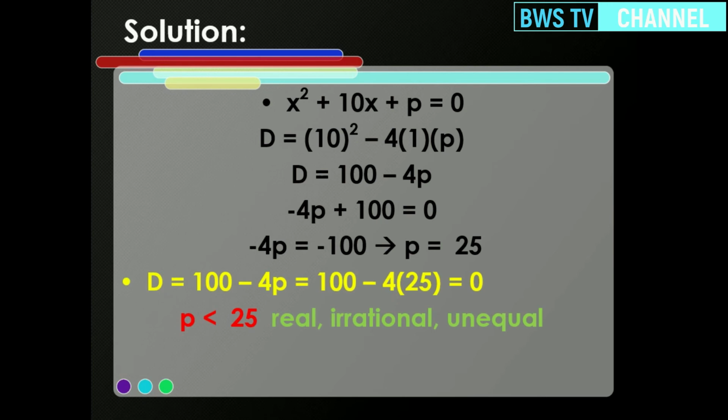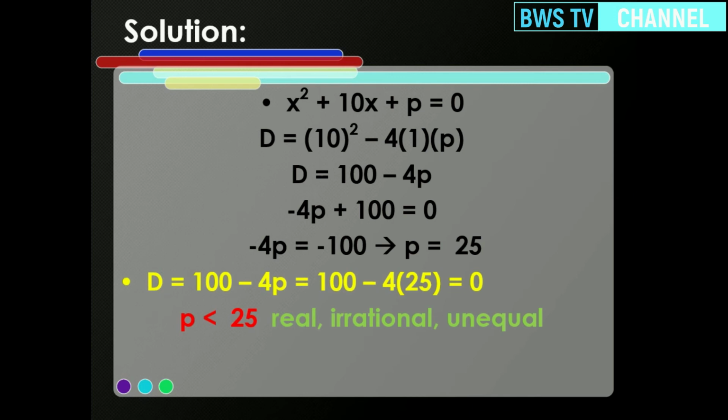You either go up to 25 or you go down from 25. So that means any number. So we have here the value of p is 25. But since the value of p does not satisfy the given condition when we substitute it to the formula of discriminant, then you have two options. The first option is you go up from 25, and the second option is you go down from 25.